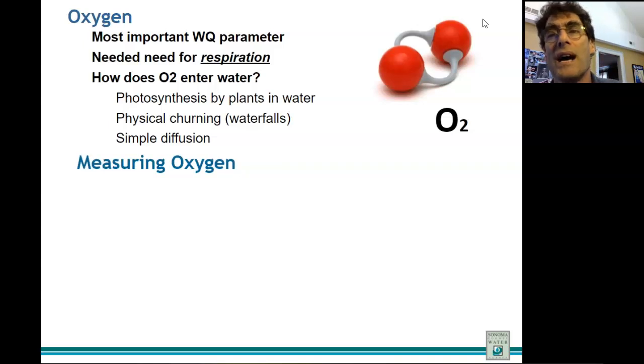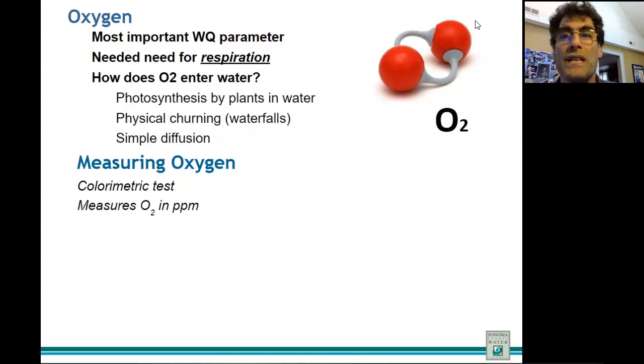So we got to measure oxygen. Obviously, since it's the most important parameter, we're going to have to measure it. And that's a colorimetric test. You put little chemicals in there and it just changes the color, and then you compare to a set of standards. And the darker the blue, the more oxygen there is. So it measures the oxygen in parts per million. So I said that oxygen was in there about 1 part per million.